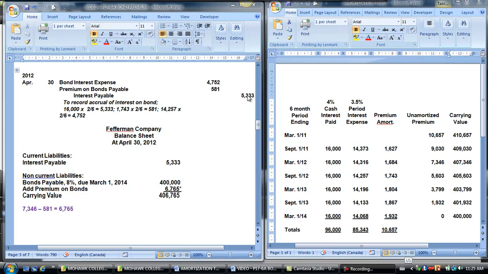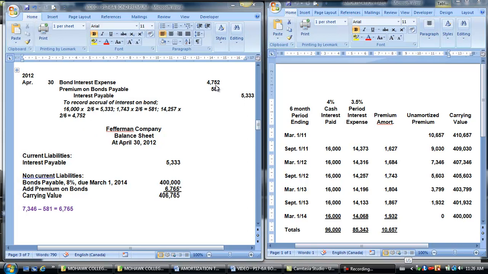So we're going to accrue, or set up to be paid at a later date, an amount for interest, which is $16,000 times 2 months of 6. Because this relates to a payment for 6 months, we only want to accrue a payment for 2 months of 6. So we're going to credit our interest payable for $5,333. So what do we debit?